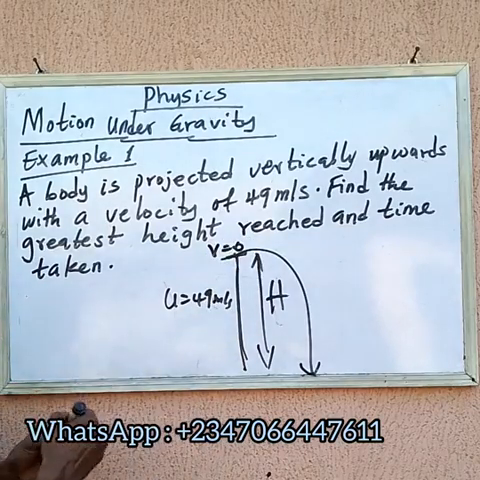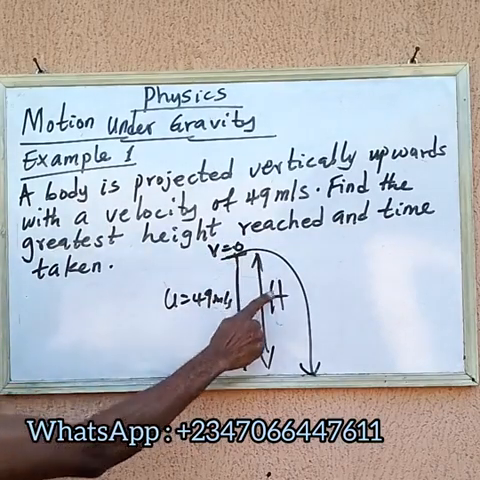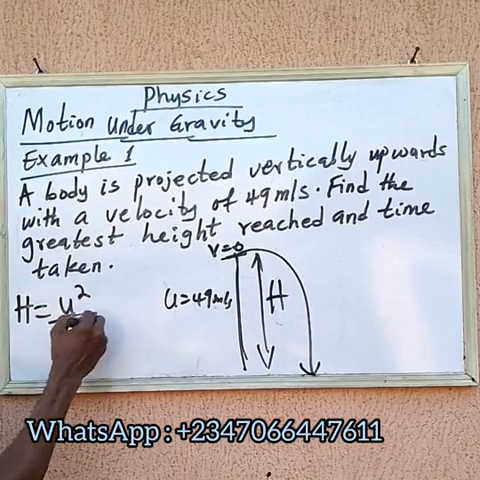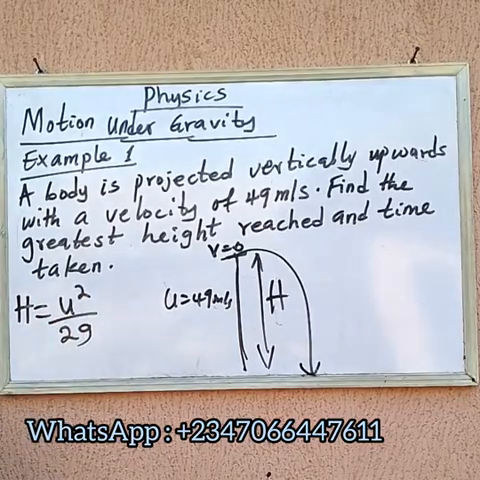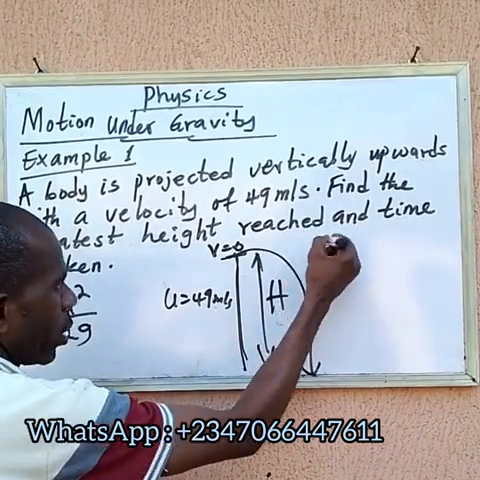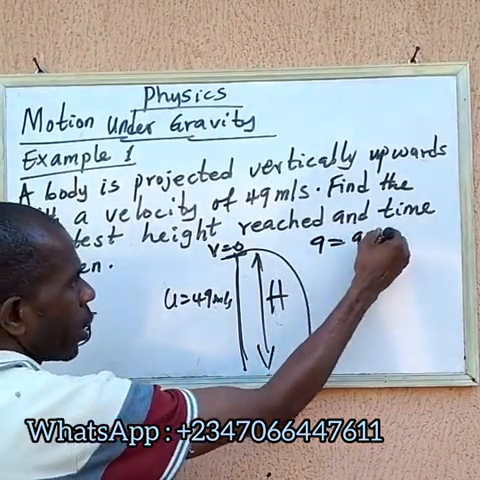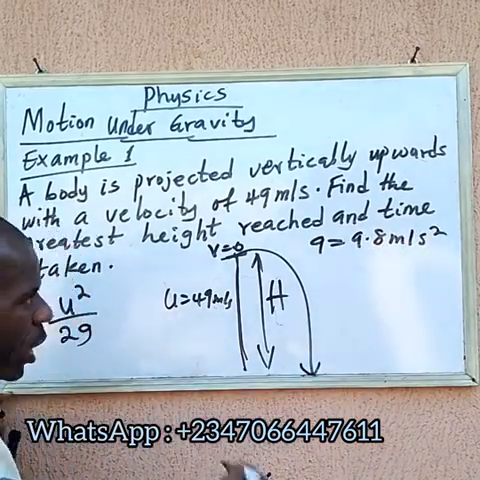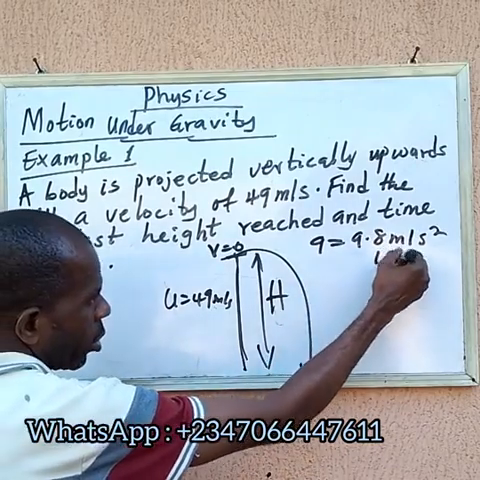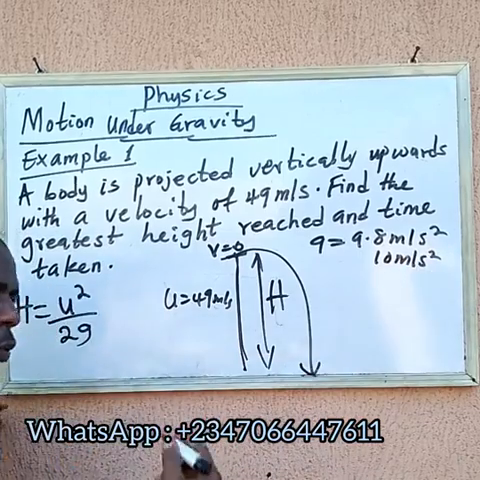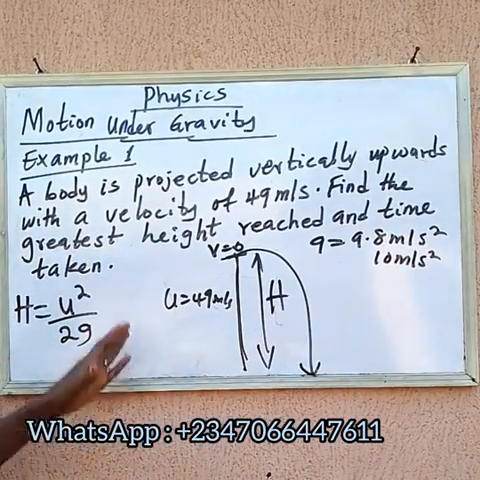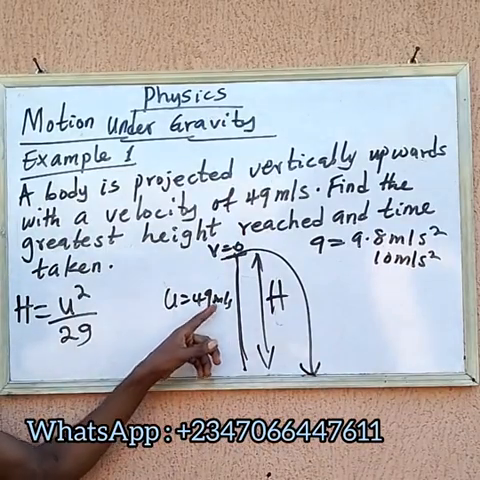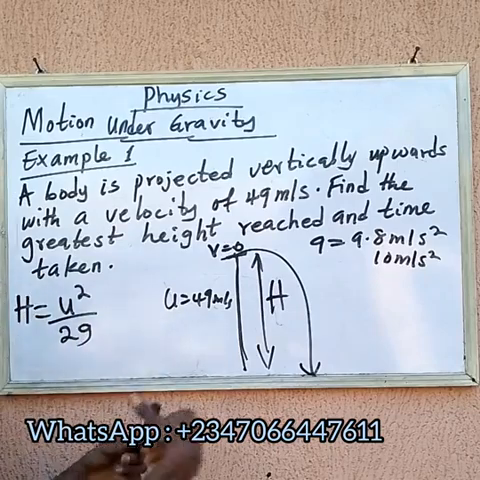I gave you the formula for calculating the greatest height: h equals u squared all over 2g. And we already know that g is 9.8 meters per second squared, or sometimes you can use 10 meters per second squared, no problem. We are given that the initial velocity is 49 meters per second. So it's very easy, just plug it in.